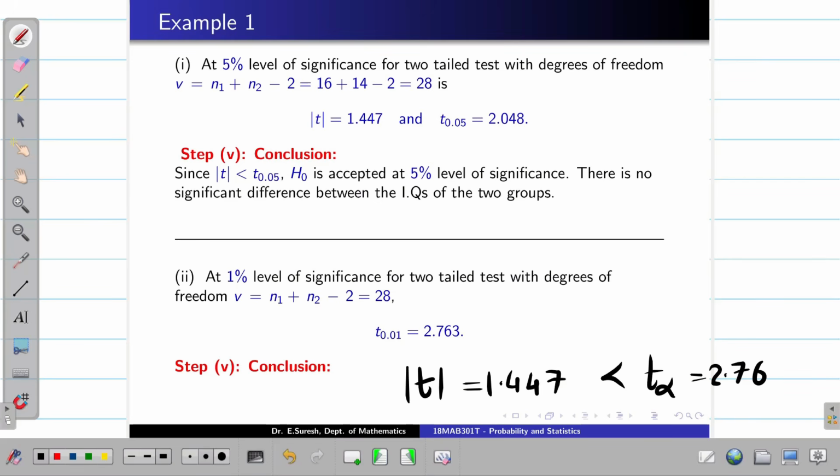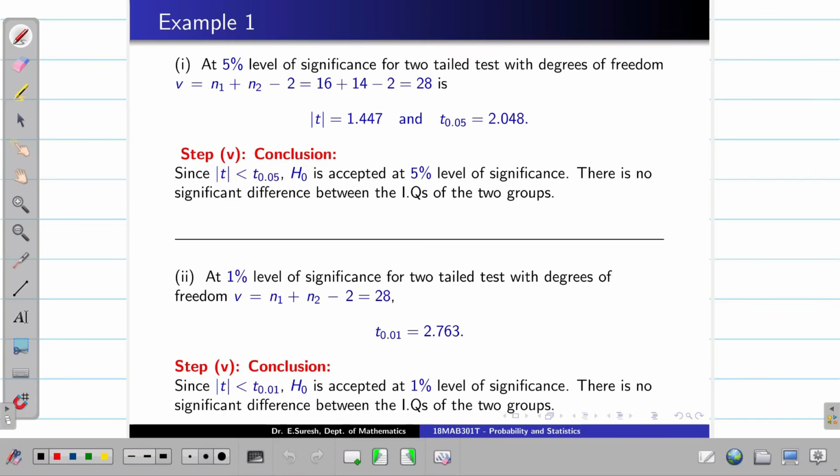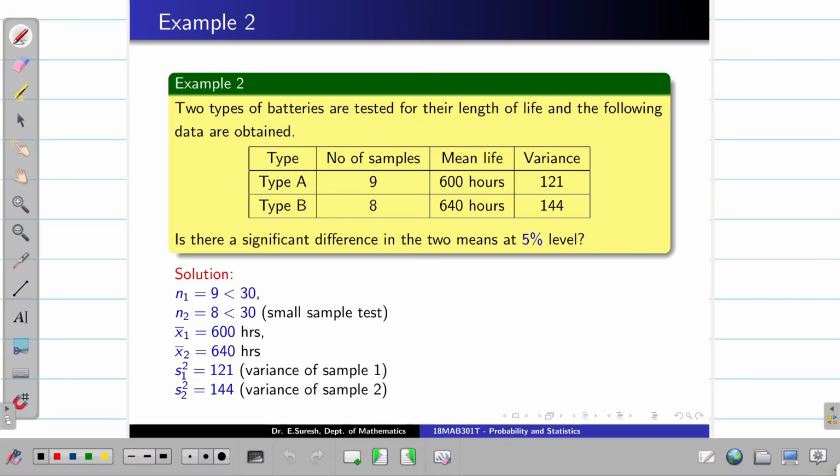Again, modulus of t is less than t alpha. For 1% also, H naught is accepted. In both the cases, H naught is accepted. Hope you understand, students. Sometimes they will give the problem directly like this.